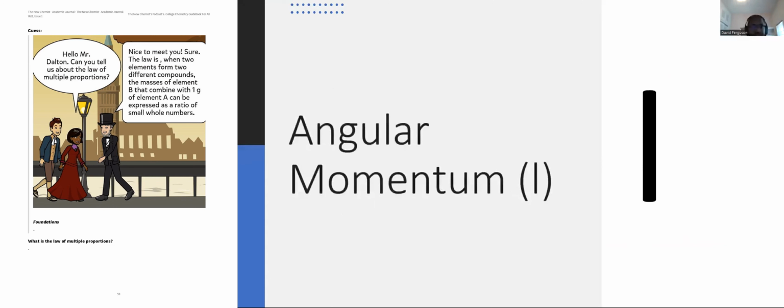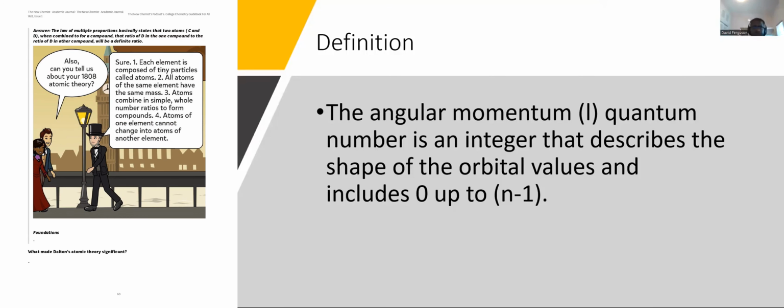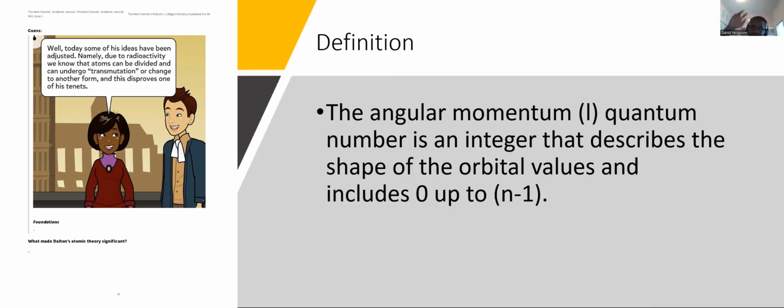Okay, let's move on. Angular momentum. The angular momentum quantum number is an integer that describes the shape of the orbital. So we understand n is size and energy, L is shape, m sub L is orientation, and m sub S is spin of that electron.